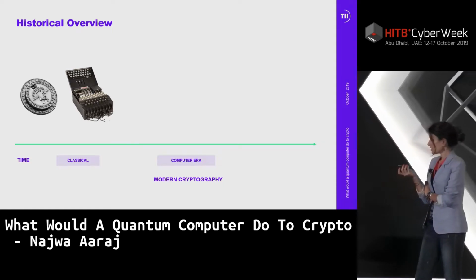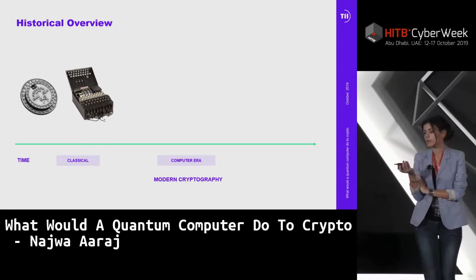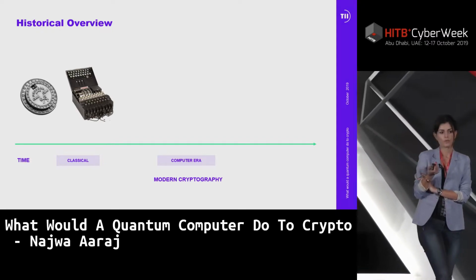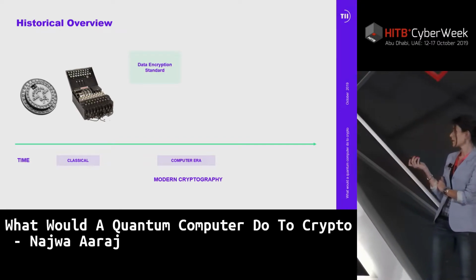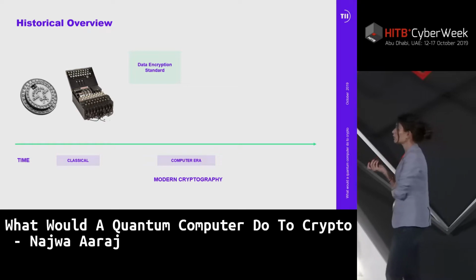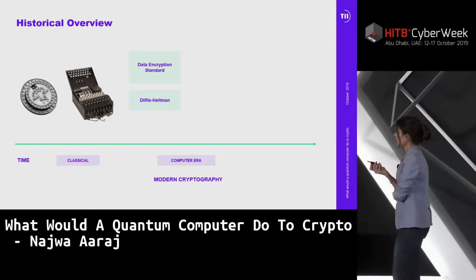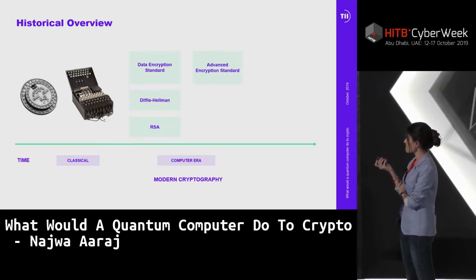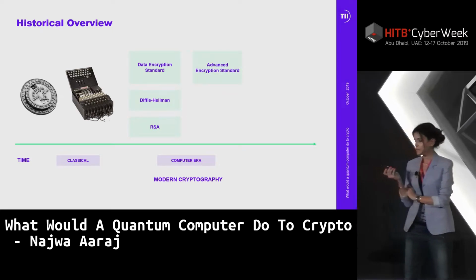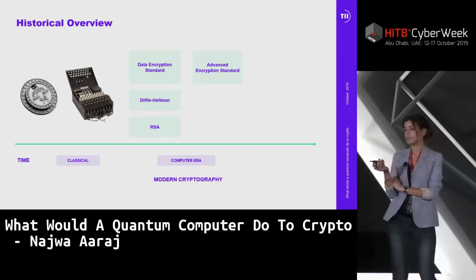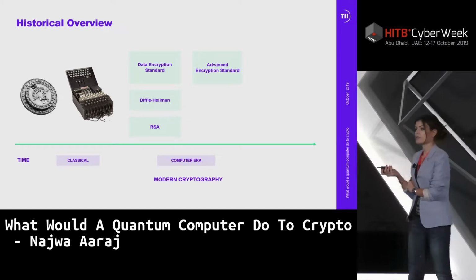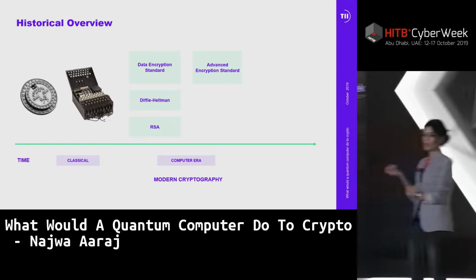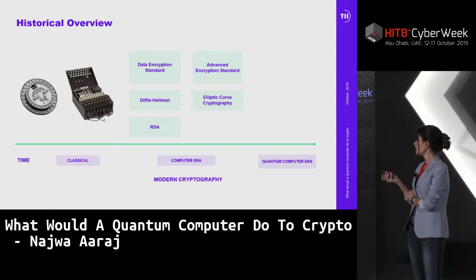Then in the computer era, these are the crypto algorithms that most of us know about. Either on the symmetric side, which all of you might know of, DES, triple DES, AES, and then on the asymmetric side, or public key crypto, we have Diffie-Hellman, we have RSA, we have ECC, and other algorithms that are prior to that.